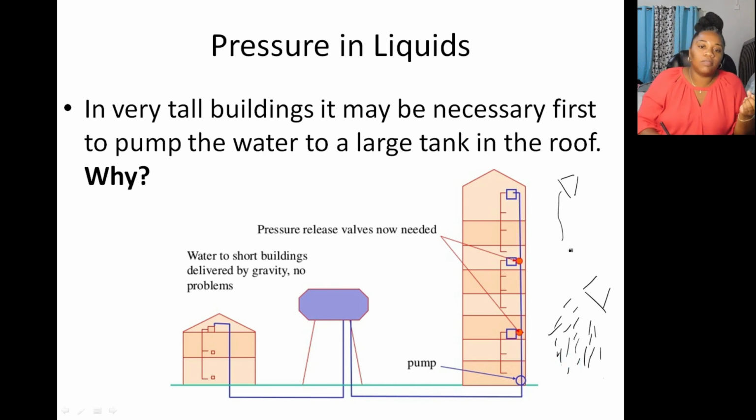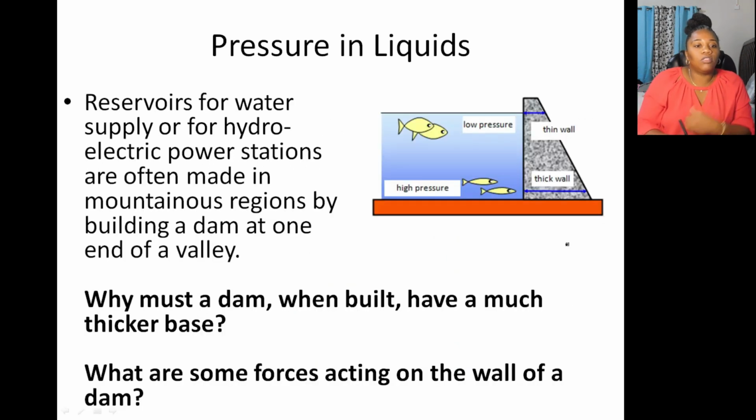So basically, you have these large tanks on the top of the roof so that you could achieve high intensity or pressurized water coming out of the nozzle in baths or out of taps. Reservoirs for large supply of hydroelectric power stations are often made in mountainous regions by building a dam at one end of the valley.